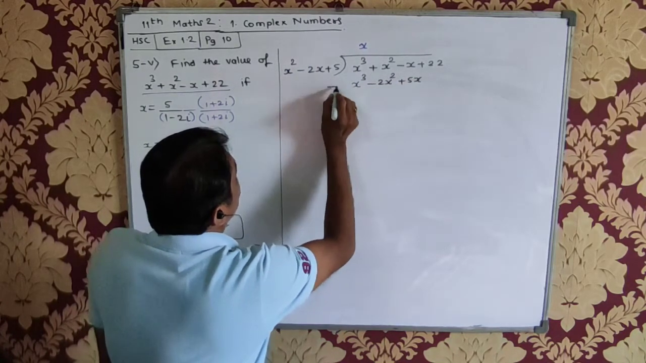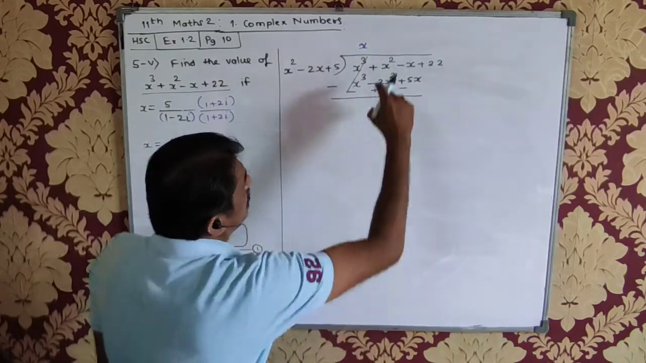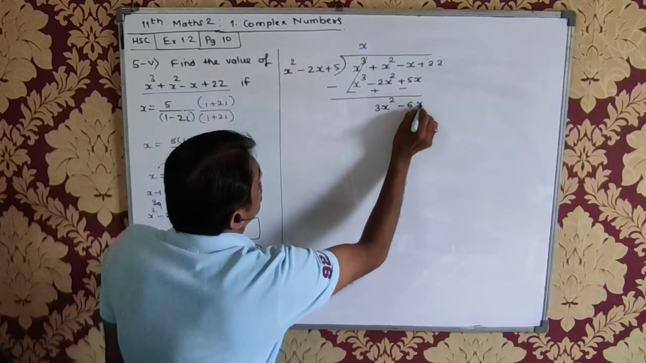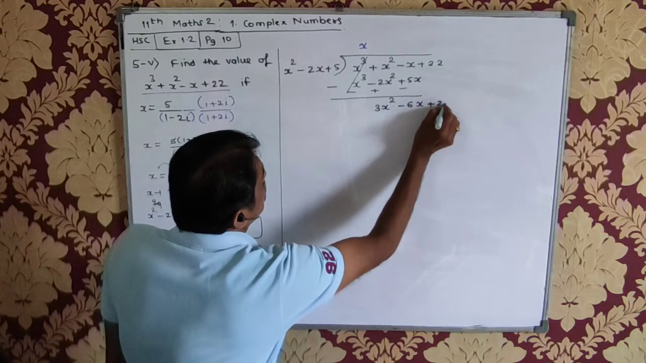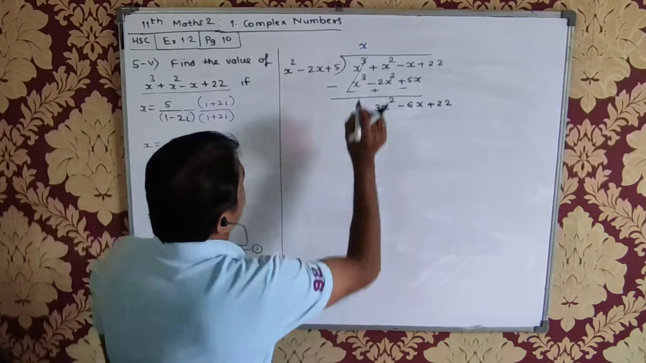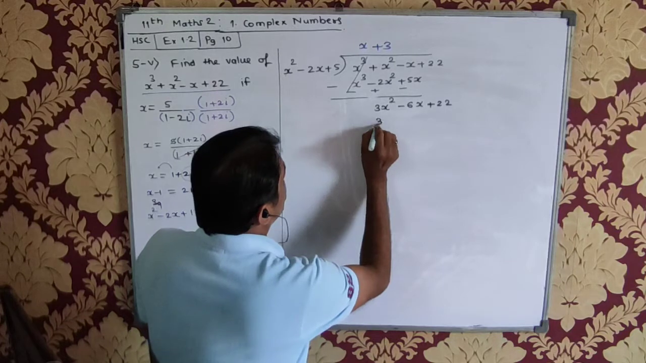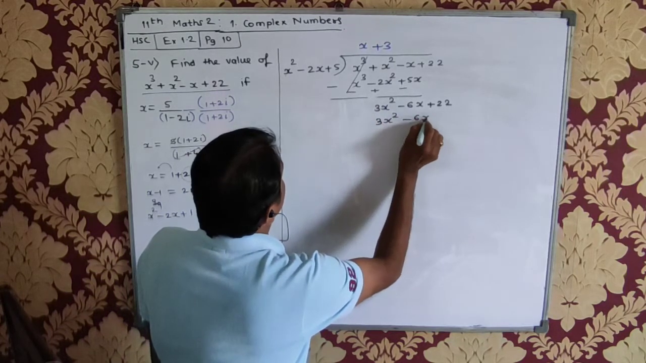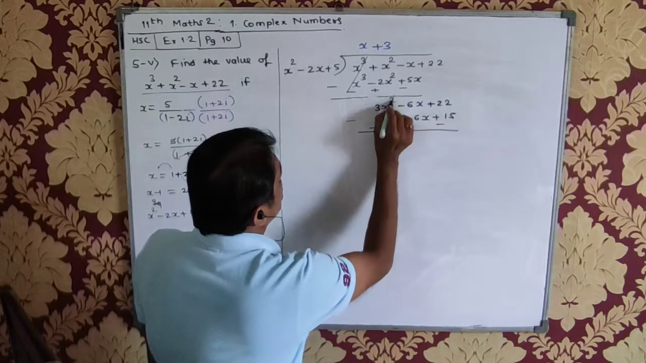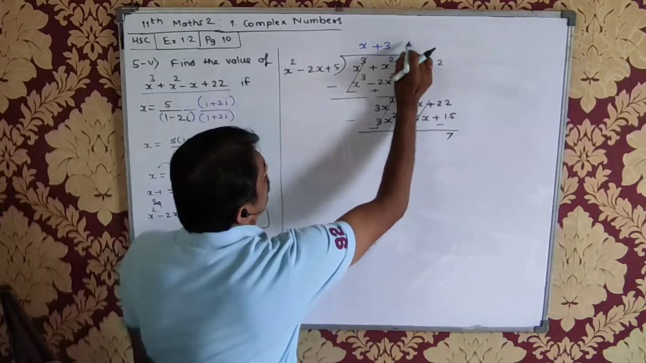Now we subtract. During subtraction, all the signs are going to change. So this gets cancelled. What is this? 3x square, minus 6x, plus 22. Now what do I multiply by here? 3. 3x square, minus 6x, plus 15. Subtraction, all the signs are going to change. Cancel, cancel. How much is left? 7. Now this is called the quotient.